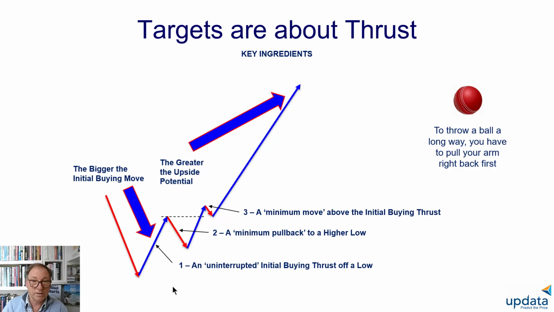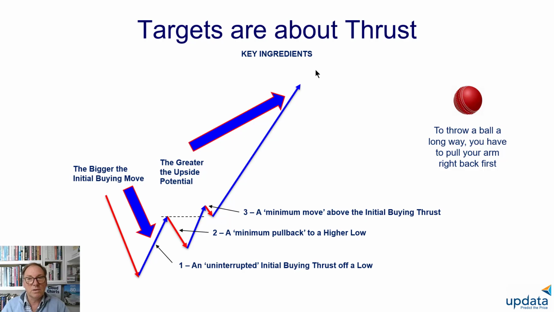These are the rules effectively. You need an uninterrupted buying thrust off a low. You then need a pullback, and that pullback needs to be significant, and that locks that first wave of buying in this instance. And then you need to move at least 1 unit higher, and that activates the target. So you've got basically a buying thrust off a low, a minimum pullback, and then that move above the initial buying thrust activates those buyers. Those buyers effectively do not need to sell.